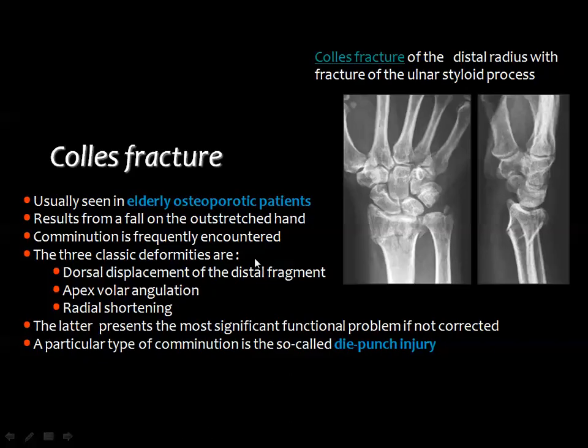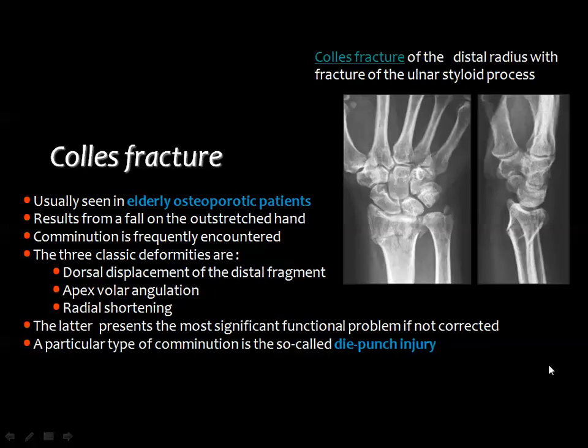This fracture includes three main classic deformities. Number one, dorsal displacement of the distal fragment. The distal radial fragment is displaced dorsally. Apex volar angulation, and you see this angle on the volar aspect of the hand. Then radial shortening, because these fractures are frequently impacted.